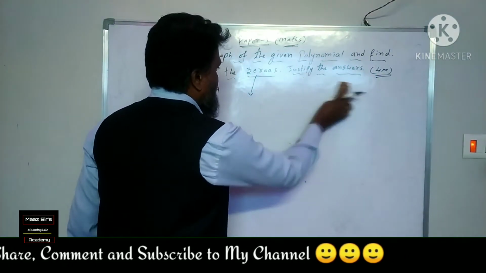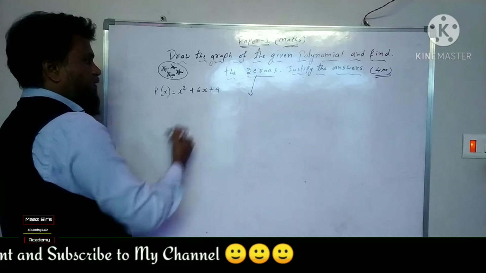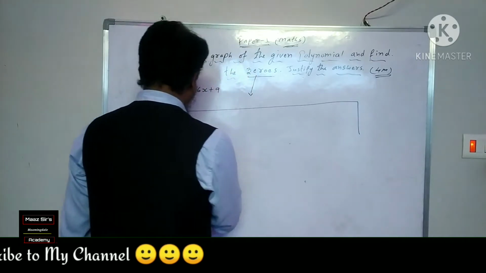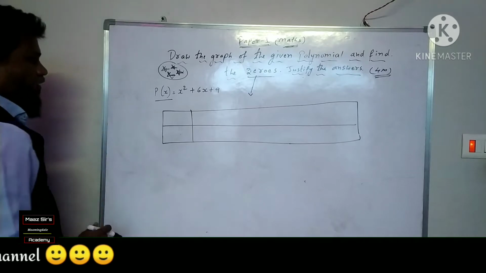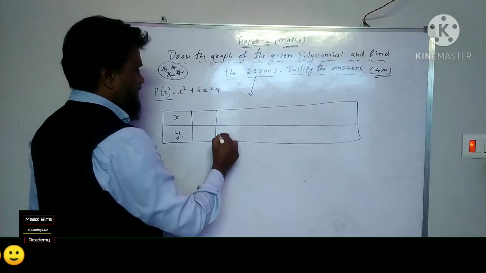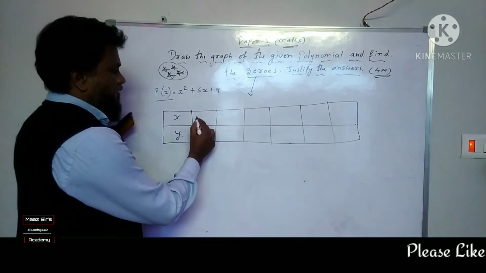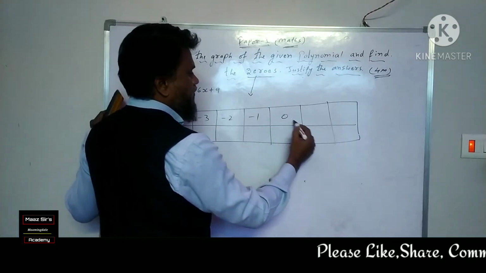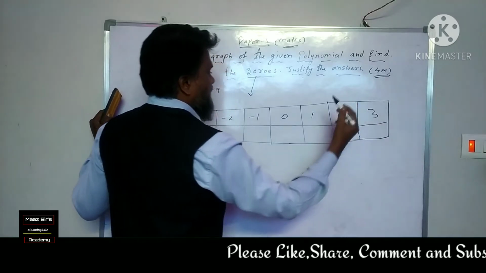The problem is that here it is given p of x is equal to x square plus 6x plus 9. So first of all, you have to take a table like this. On this table you will be getting x coordinates and y coordinates. Let us take x as -3, -2, -1, 0, +1, +2 and +3. So these are the x values.